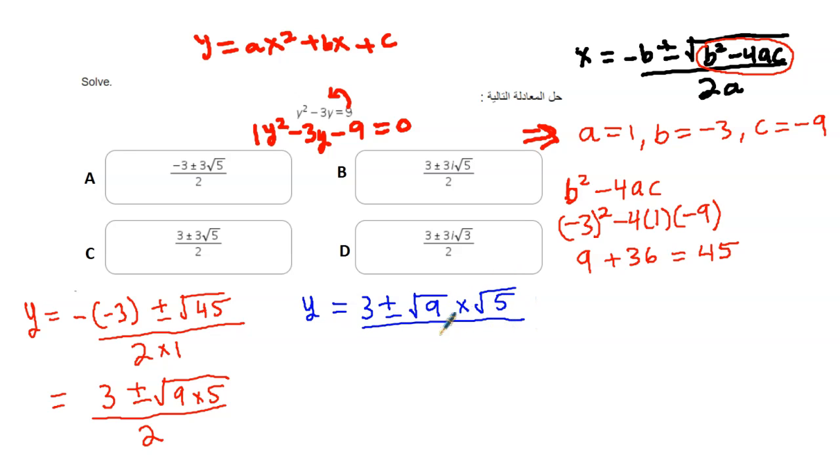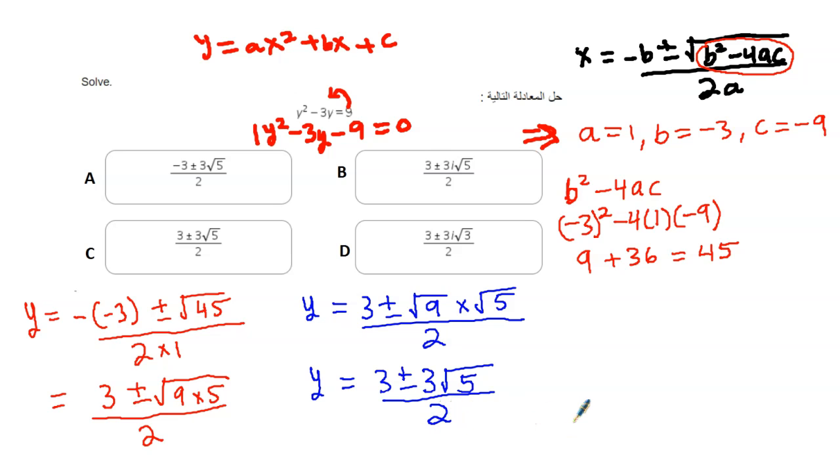All of them divided by 2. I want you to see the picture. That's the reason why I'm doing this step. 3 plus or minus square root of 9 is 3. And then it's multiplying. So multiplying is, if I don't put anything there, it means multiplication. Square root of 5 and all divided by 2.